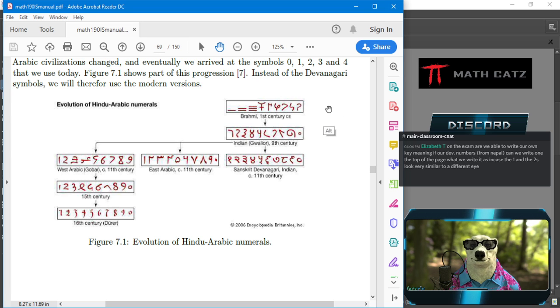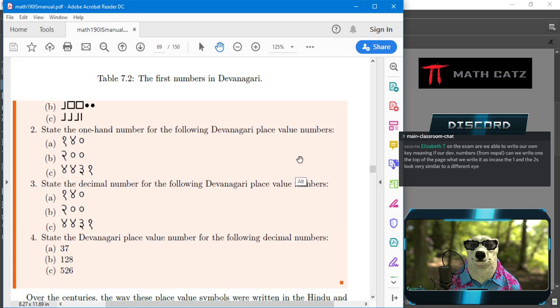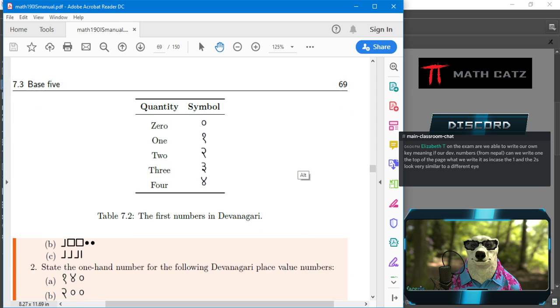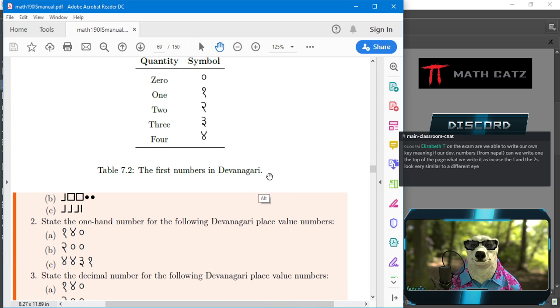We have these symbols to indicate how many ones, sorry, how many rocks, how many fingers, how many hands, and so on. And we can recycle these Devanagari symbols, which eventually evolved to the digits that we have today.